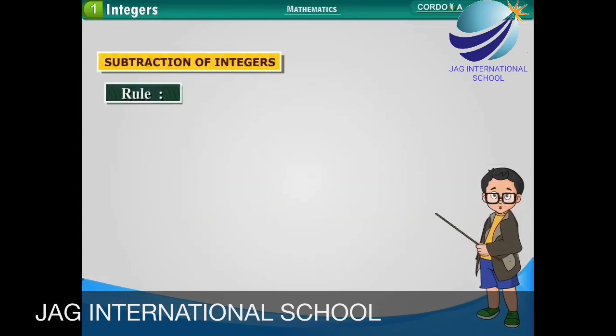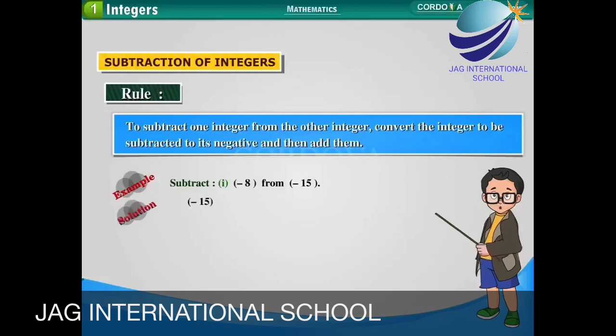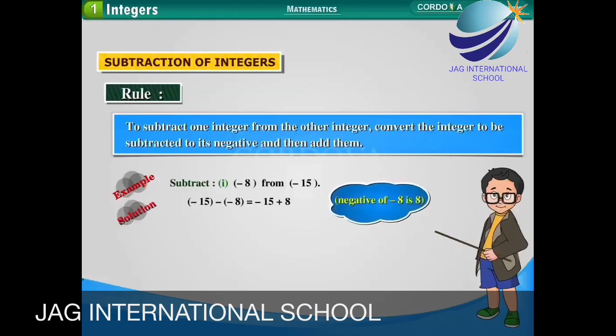Subtraction of integers. Rule: to subtract one integer from another integer, convert the integer to be subtracted to its negative and then add them. Example: subtract negative 8 from negative 15. Solution: negative 15 minus negative 8 is equal to negative 15 plus 8. Negative of minus 8 is 8, which is equal to -(15 minus 8), which is equal to negative 7.